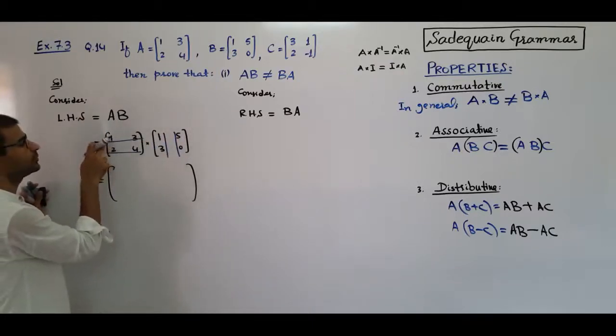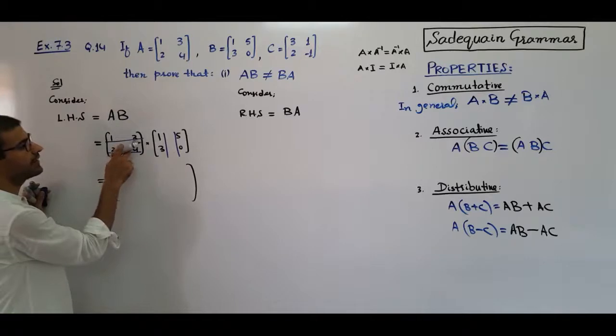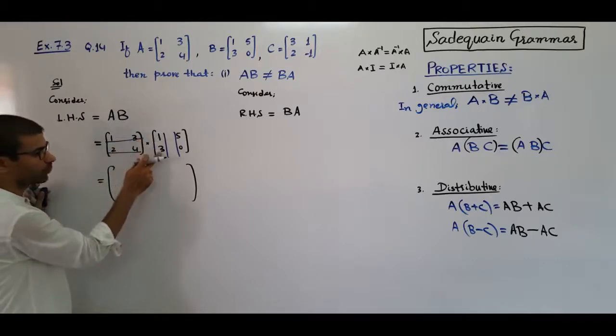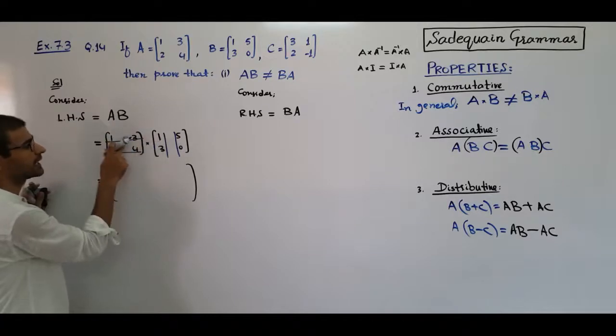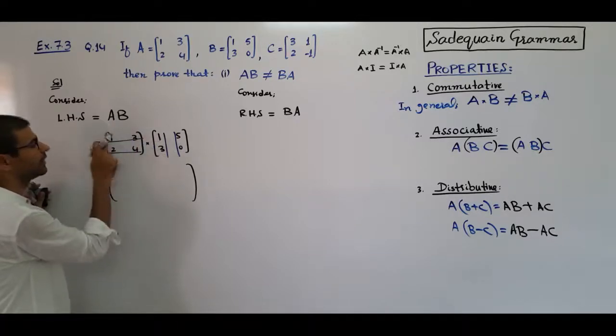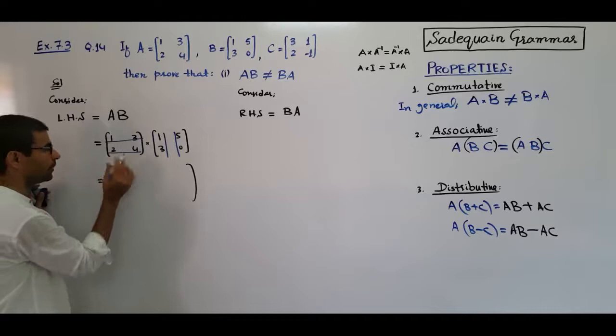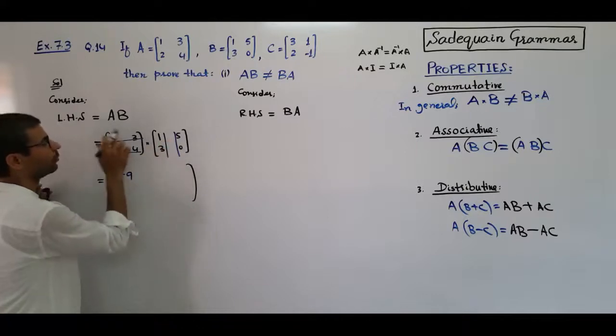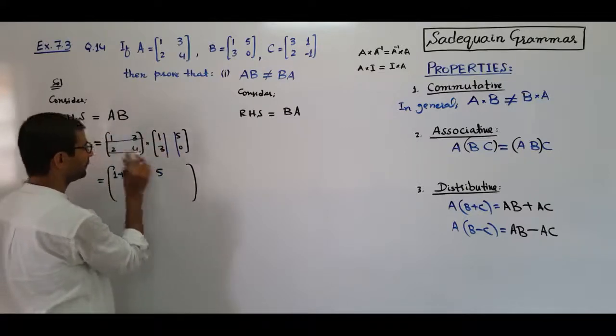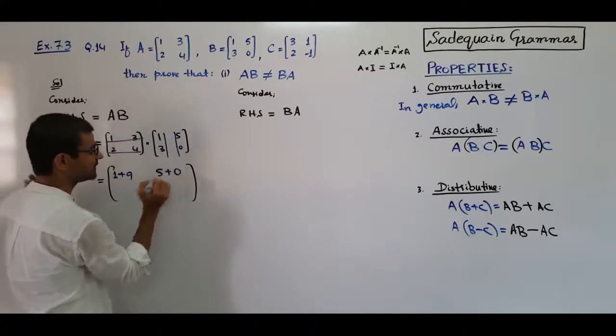In the first matrix we have 1, 3. In the second matrix we have the first column 1, 3. How can we multiply? First member will multiply with first, second member will multiply with second. 1 1s are 1, 3 3s are 9. Now multiply this row by the next column. 1 5s are 5, 3 zeros are 0.